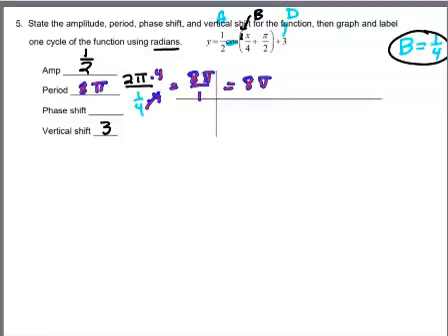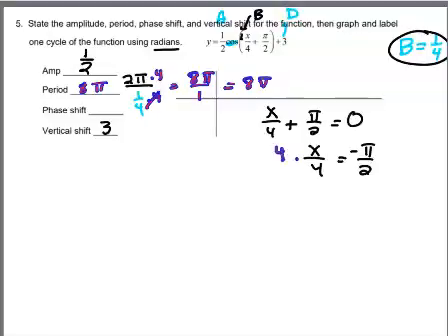The phase shift, just like before, is x over 4 plus pi over 2. I set it equal to 0. So if I minus pi over 2 to the other side, and then divide by 4. Well, when I divide, if it's x over 4, I want to do the opposite and multiply by 4. So I'm going to multiply by 4. I get 4 pi over 2, which is 2 pi. And of course it's a negative. So negative 2 pi.